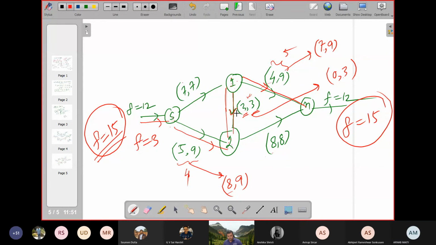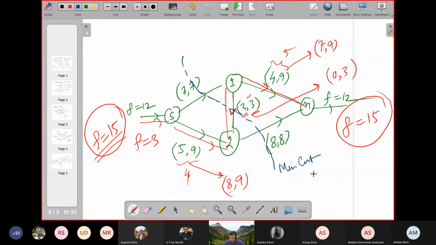Can you verify whether this actually satisfies the theorem that max flow is equal to the min cut? Through this algorithm, we have got this max flow of 15. Now, what is the min cut for this graph? S and 2 on one side and 1 and n on the other side. Right, so this is the min cut.